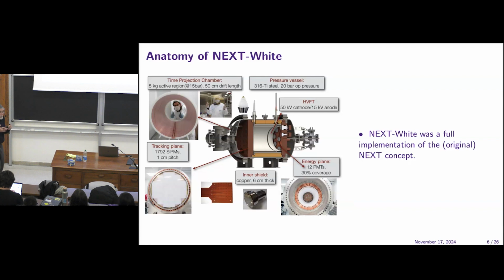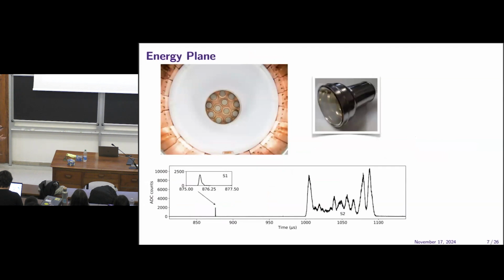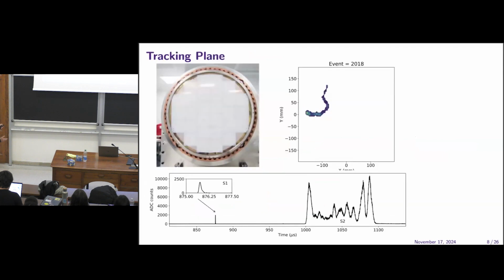It was like the realization of the original concept. The detector had a total mass of about 10 kilograms, out of which we really never put all the 10 kilograms inside. We never put the 15 bars. We just ran most of the time at 10 bar and about a few kilograms. And again, with the PMTs, you could measure S1 and S2. With the silicon PMs, you could get the positions, and therefore you could make tracks. Now, by the way, what I'm showing you is not Monte Carlo. This is event 2018. So it's a real electron that we saw in the data. So the electrons in the data are looking good, right?